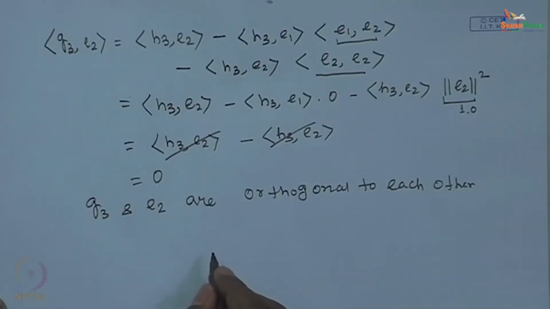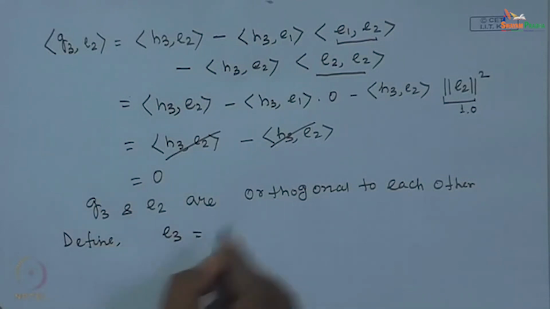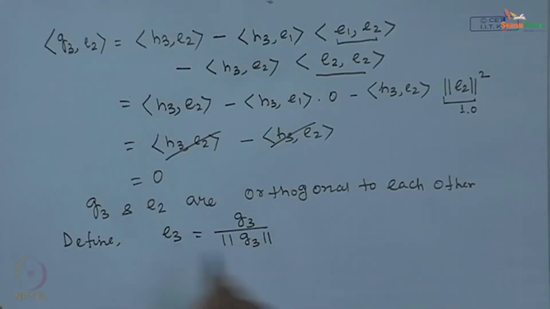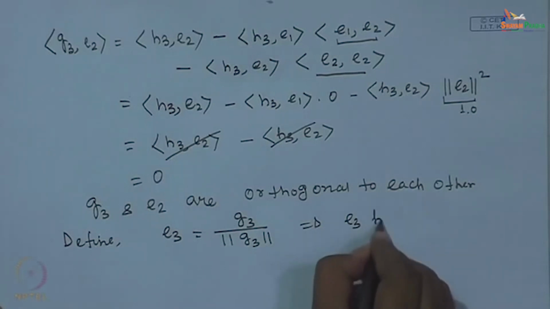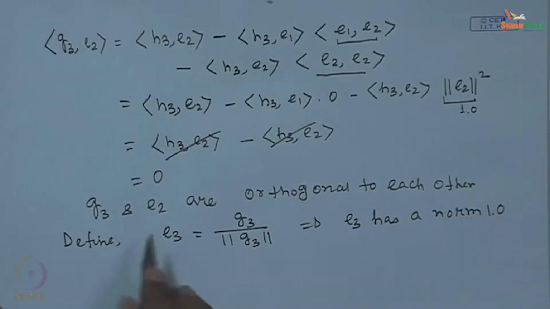but it does not confirm that the norm of G3 is equal to 1. So, it is still an orthogonal set, but not an orthonormal set. So, we have to normalize G3 to make its norm 1. So, for that we define E3 such that E3 is nothing but G3 divided by norm of G3. So, this ensures that E3 has a norm 1. Now, since E3 is directly derived from G3, E3 and E2 will be mutually orthogonal to each other.